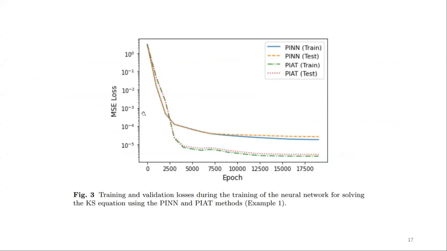In this figure also, you can see the loss function of PINN and of adversarial training. As you can see here, the loss function of adversarial training is smaller than the loss function for PINN for 20,000 epochs.